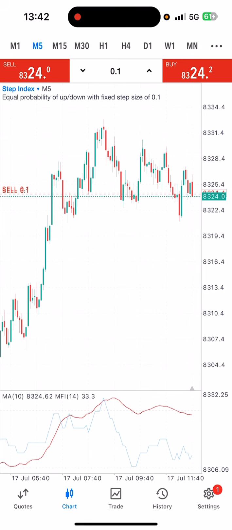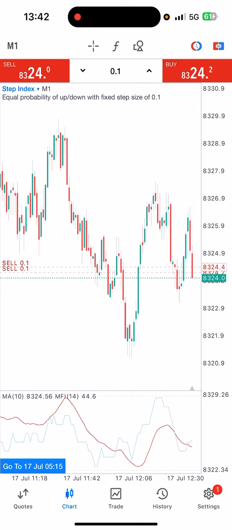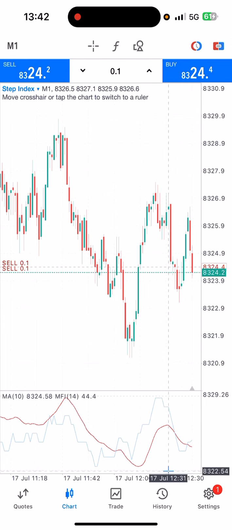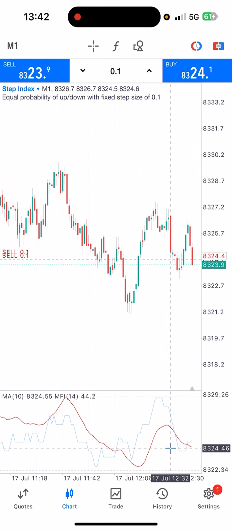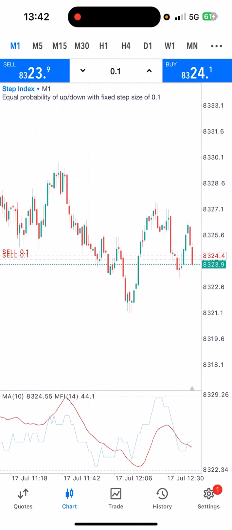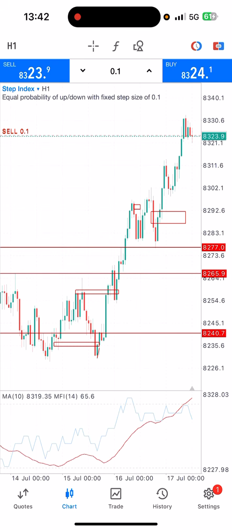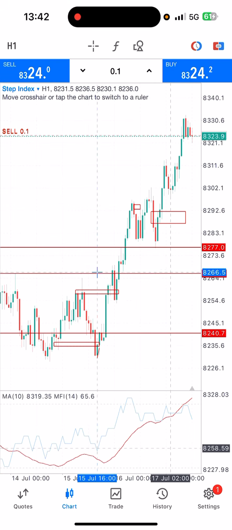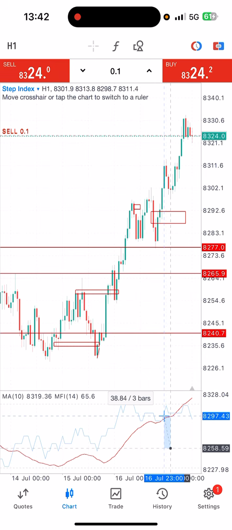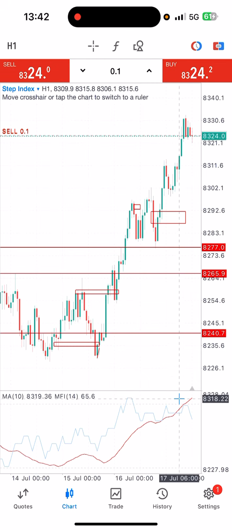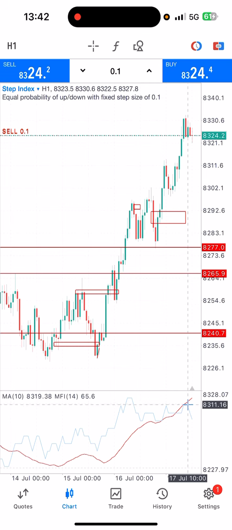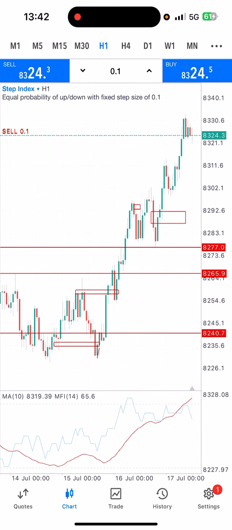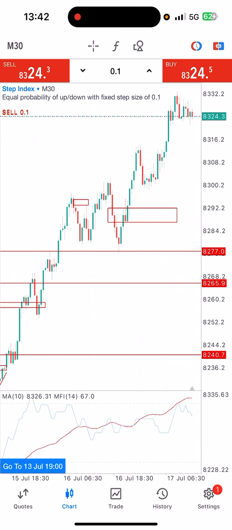on StepIndex. On 1-minute time frame, I need it to align and cross above. It crossed above before here, but then changed again. So let's see how the market will go. Then on 1 hour time frame, you can see, guys, the red moving average has crossed above the blue line. This is an indication that StepIndex is about to drop. So it's going to be very effective.